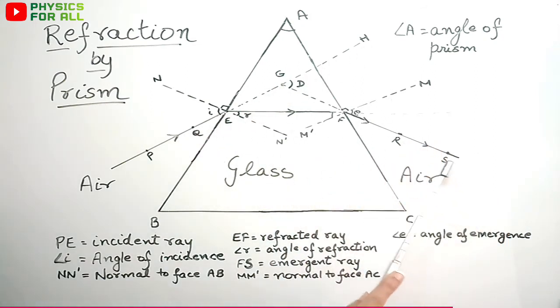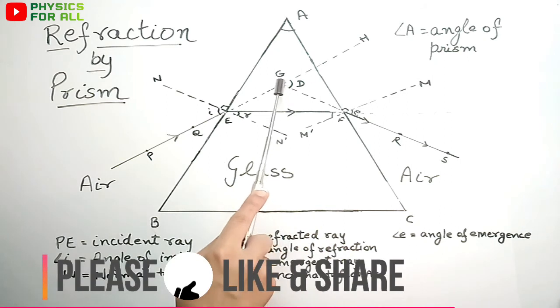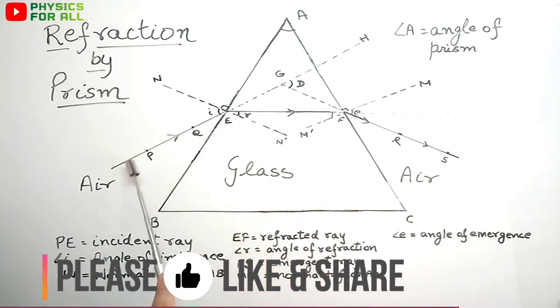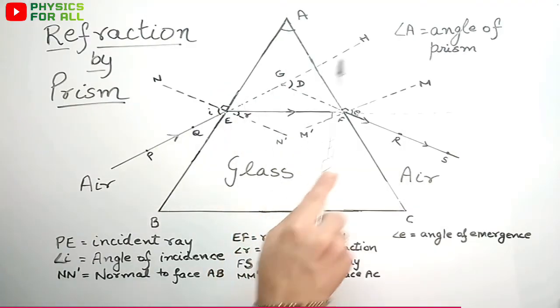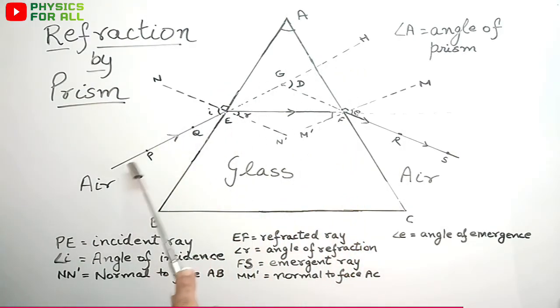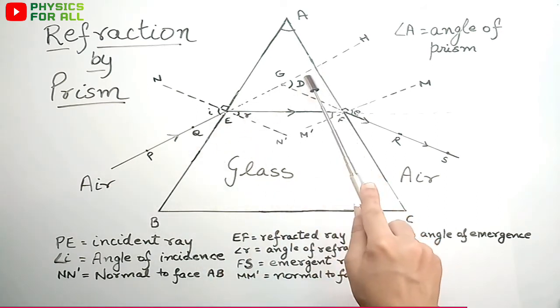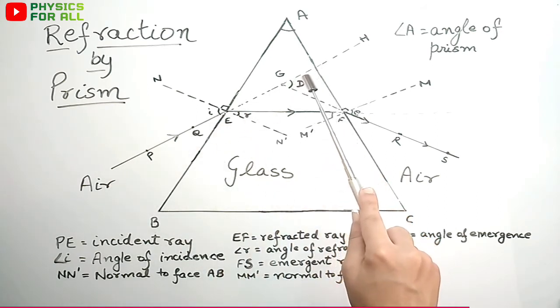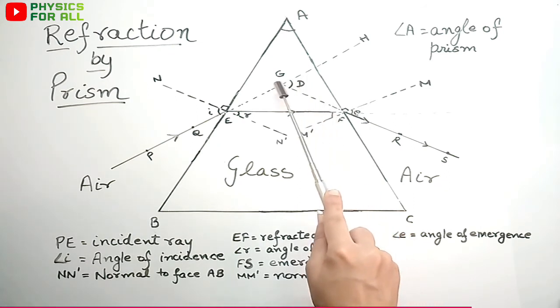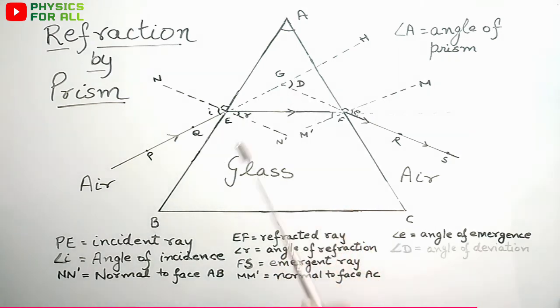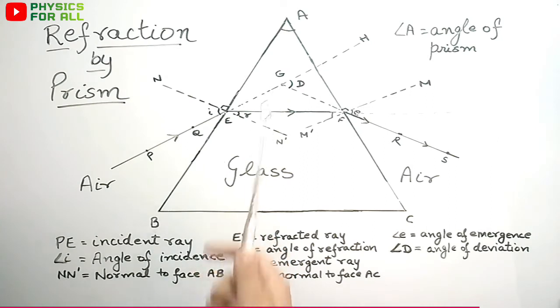If we extend this emergent ray backward, then we find that it is intersecting this dotted line, which is basically the path the incident ray would have traveled if there had been no refraction. So these two are intersecting at point G. Now here again we are getting an angle. This angle D is known as the angle of deviation.